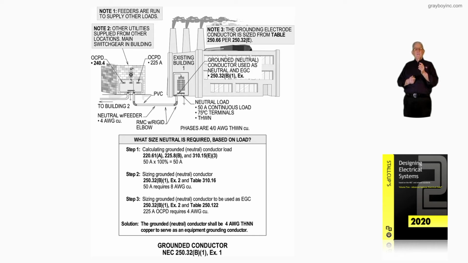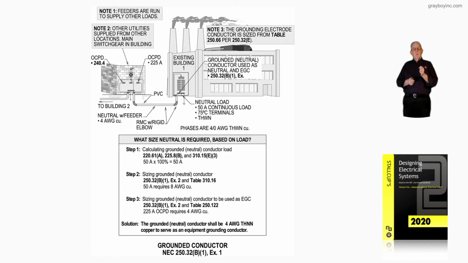Now the grounded neutral conductor that you see in the boxed in information in the facility to the right is the grounded neutral conductor used as neutral and equipment ground in accordance with the exception to 250.32(B)(1). Now with this information, we will look at our steps 1 through 3 and the solution.